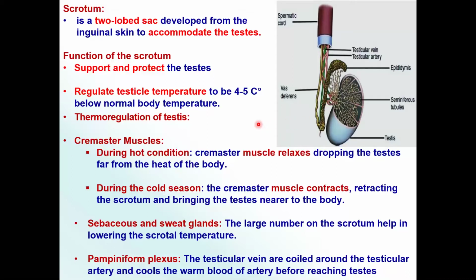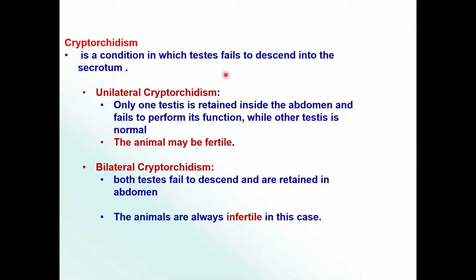We have a condition where the testes fail to descend into the scrotum, and we call it cryptorchidism. So cryptorchidism is a condition in which testes fail to descend into the scrotum. This could be unilateral, only one testis fails to descend, or bilateral if both testes fail to descend. In unilateral cryptorchidism, only one testis is retained inside the abdomen and fails to perform its function, while the other testis is normal, and as a result it functions normally.